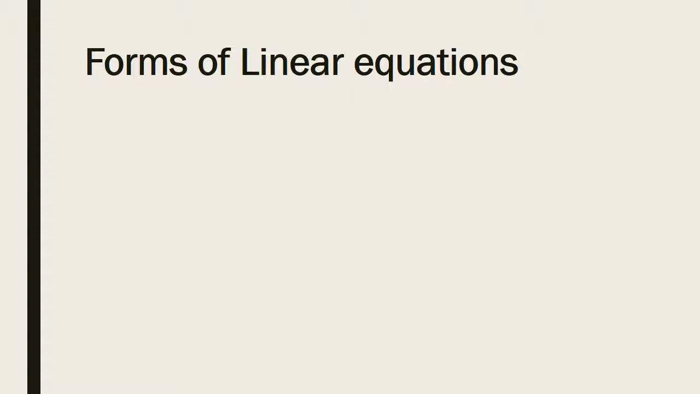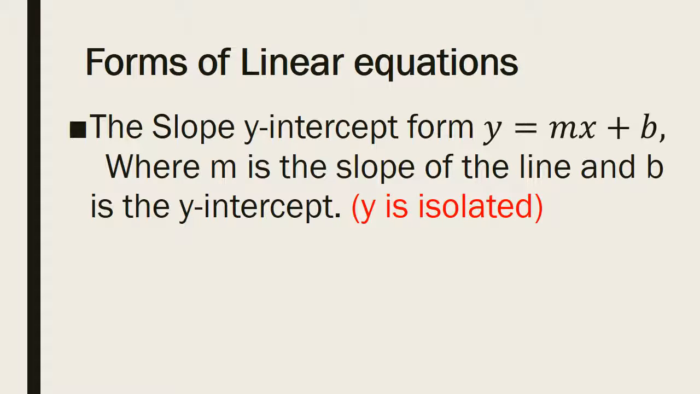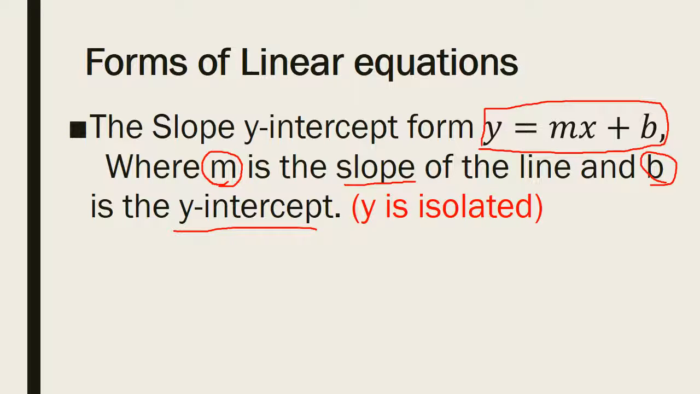We talked about what linear equations are. We talked about the intercepts. Now we're going to talk about the forms of linear equations. The first form is the slope-intercept form, which we're going to use a lot, and this form has the y equals mx plus b form, where m is the slope of the line, which we'll talk about next class, and b is the y-intercept value. And in this form, y is isolated. Y is by itself on one side of the equation.